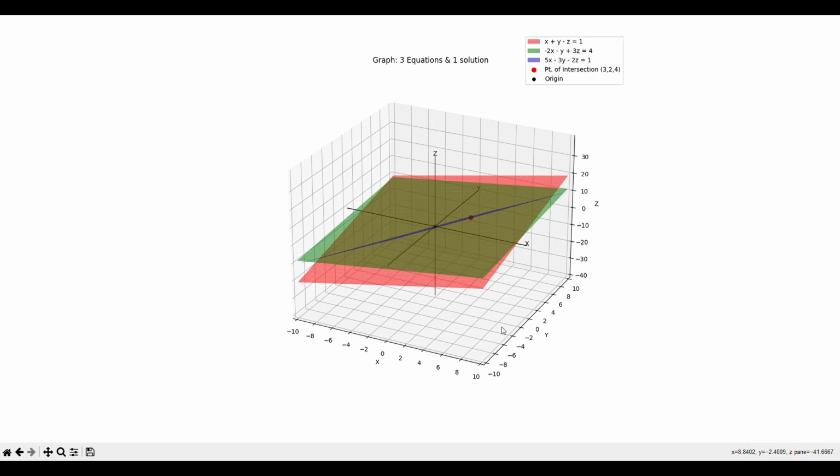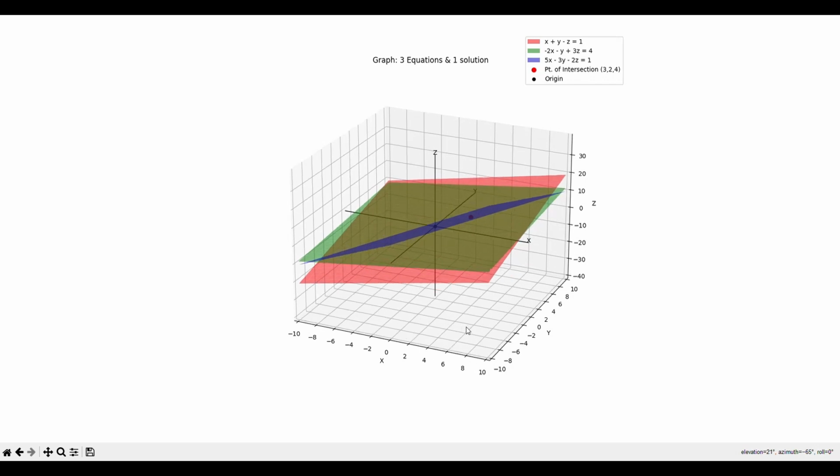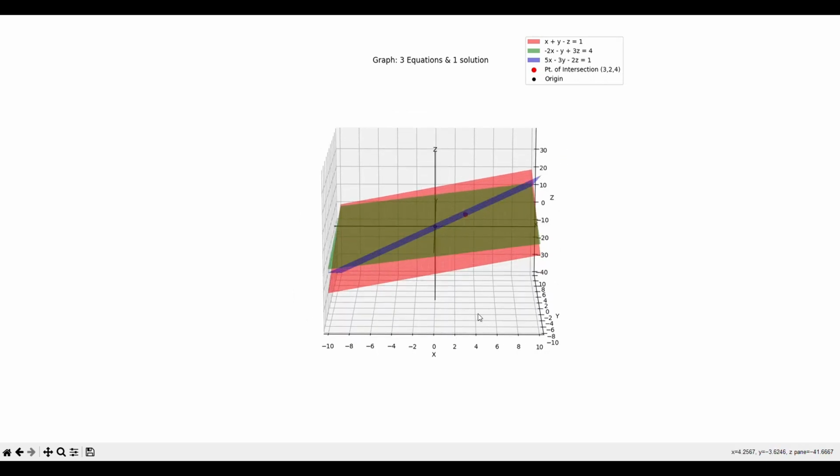These three planes intersect at exactly one point with the Cartesian coordinates (3, 2, 4). Thus, x equals 3, y equals 2, z equals 4 is the solution to the system of equations with three variables. You can also plug in and verify.